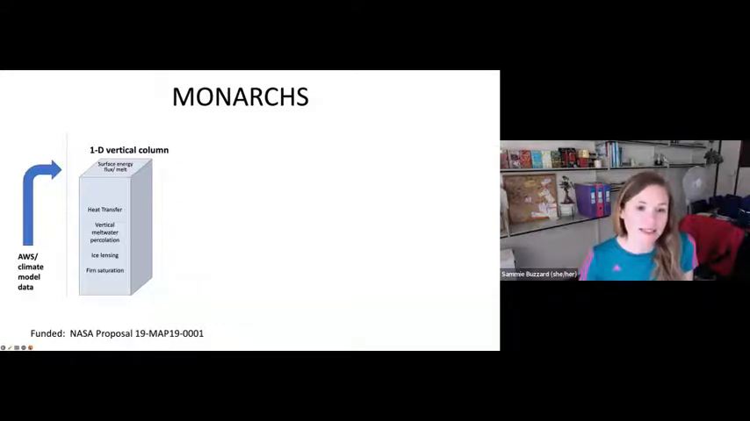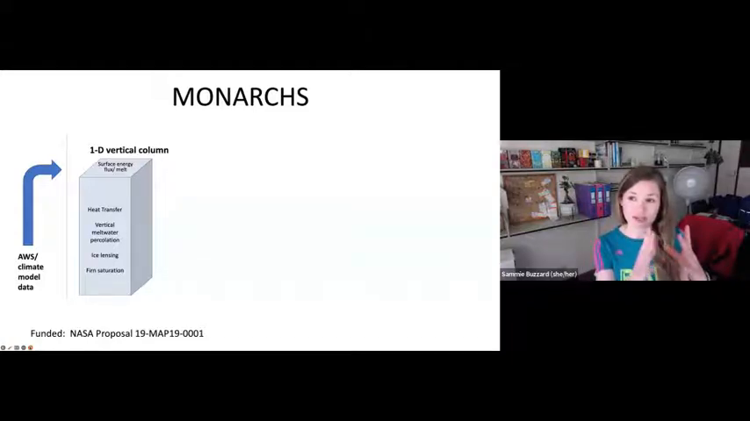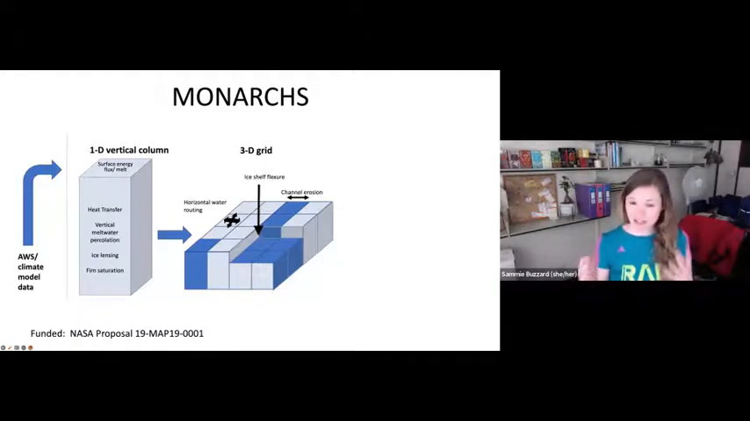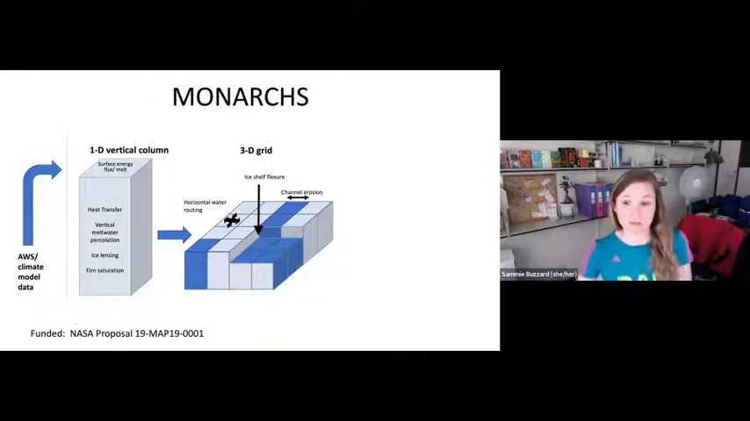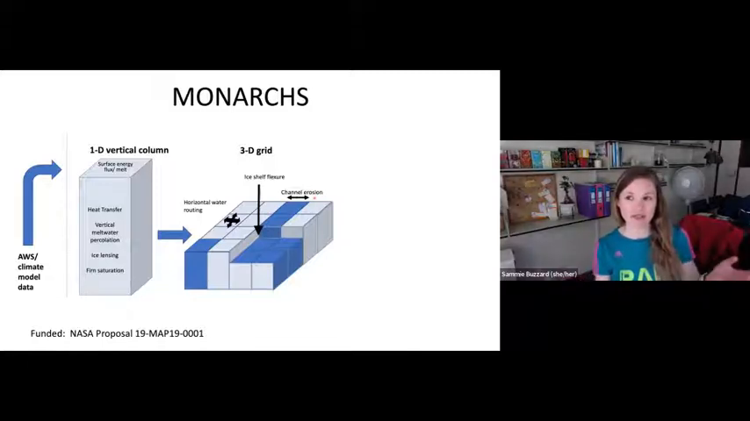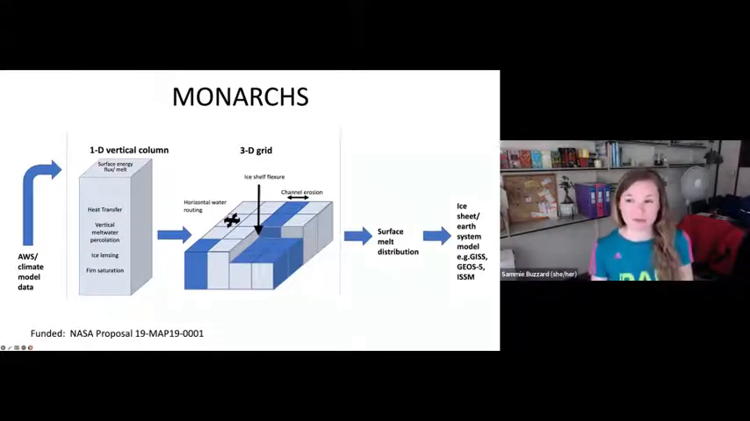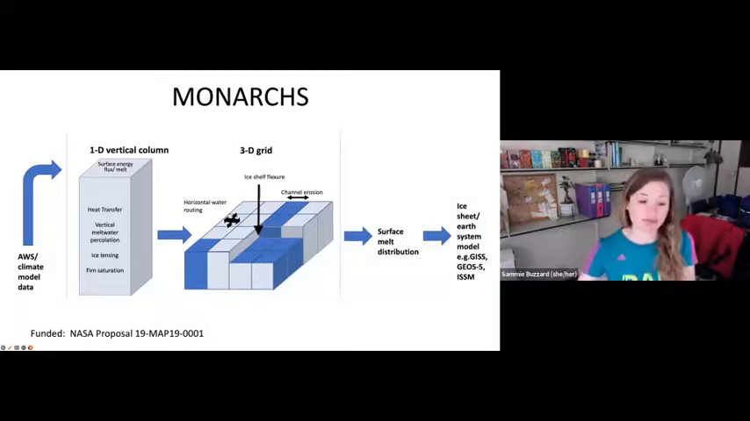But what MONARCHS does is it takes all of those one-dimensional vertical things that I was thinking about, so the melting at the surface and that water going down into the ice shelf, and turns it into a grid. So we think about all those processes, but we can also move water across the surface of the grid. And this allows us to think about things like the formation of lakes, the formation of rivers, and how water erodes channels on the surface. And also more complicated things like how the ice shelf might flex when lots of water ends up in one place. And this then allows us to think about the surface melt distribution over any ice shelf on Antarctica.